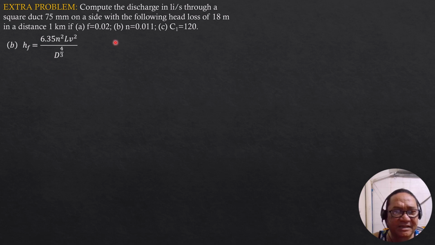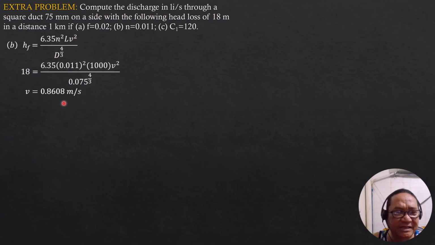So hf is 18. So 18 equals 6.35 times 0.011 squared, length is 1000 or 1 kilometer, divided by hydraulic diameter 0.075 to the 4/3, times velocity squared. So the mean velocity of flow for this case is 0.8608 meters per second. So the discharge is area 0.075 squared times v, then times 1000. So Q equals 4.842 liters per second.